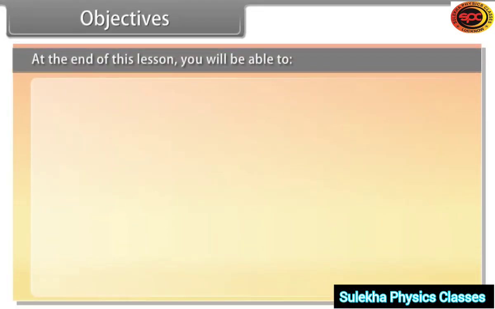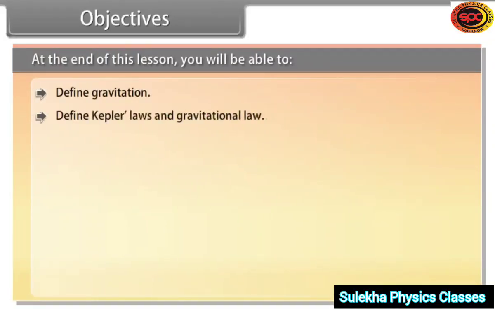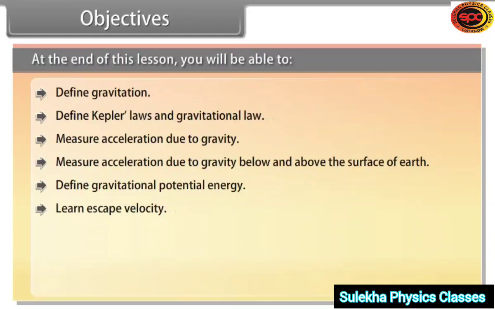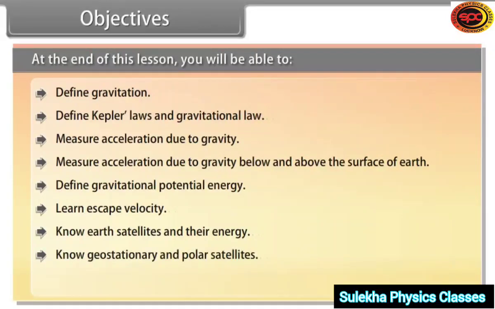Objectives. At the end of this lesson, you will be able to define gravitation, define Kepler's laws and the gravitational law, measure acceleration due to gravity, measure acceleration due to gravity below and above the surface of Earth, define gravitational potential energy, learn escape velocity, know Earth satellites and their energy, know geostationary and polar satellites, and define weightlessness.